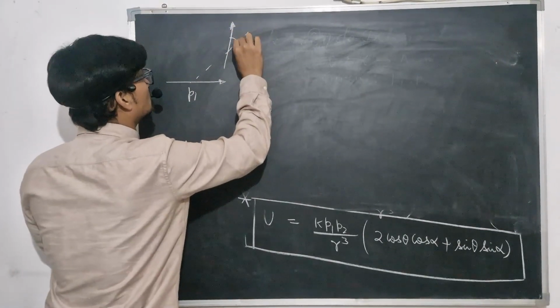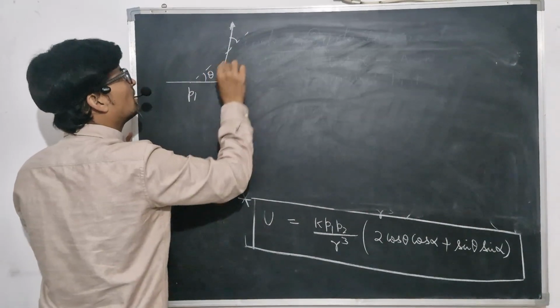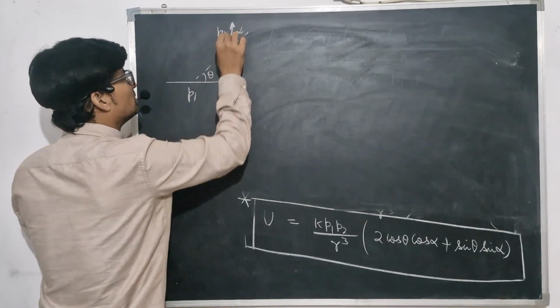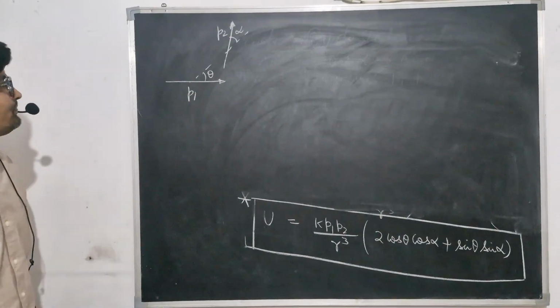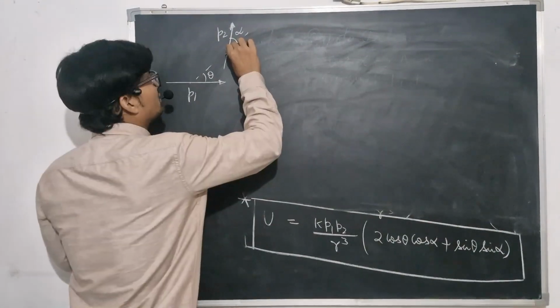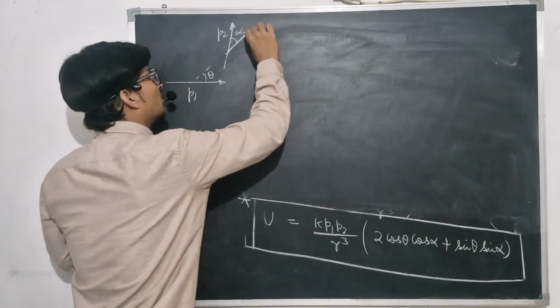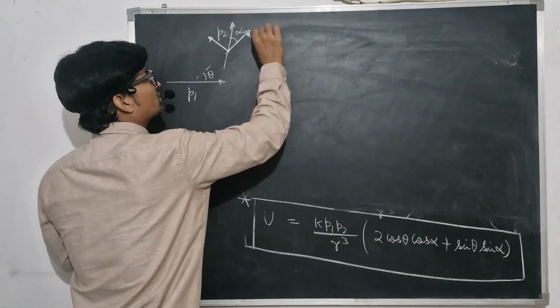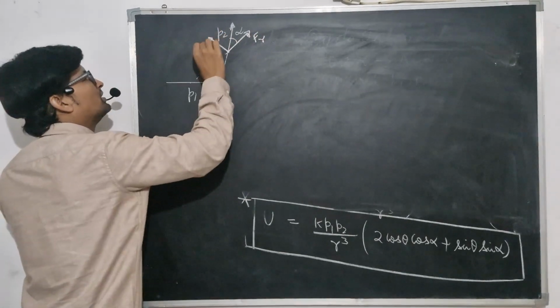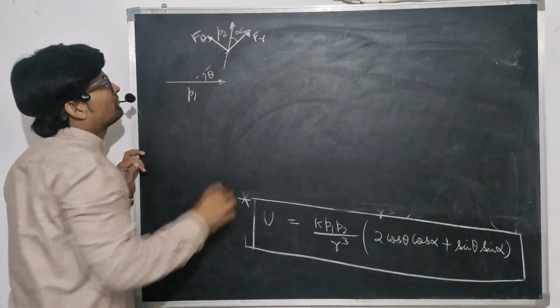Let me write one more time. This angle is alpha. This is P2. So the energy of interaction between these two dipoles we have here. I want to find the force. In this direction, I will have one component of the force, and in another direction, I will have another component of the force. So this I am calling Fr, and this component is your F theta. Okay, Fr and F theta.